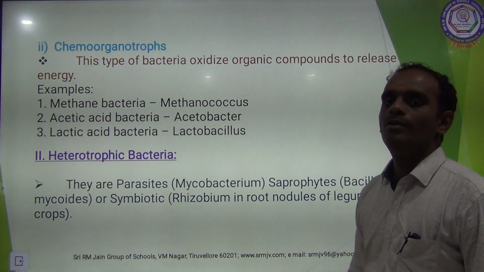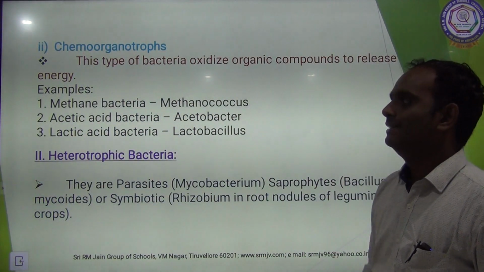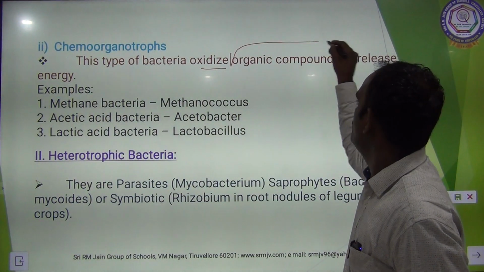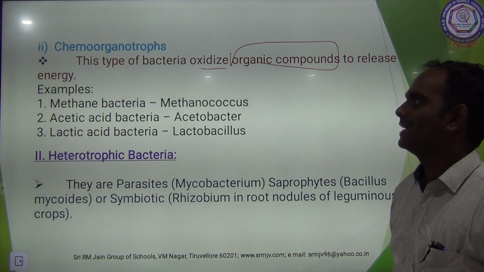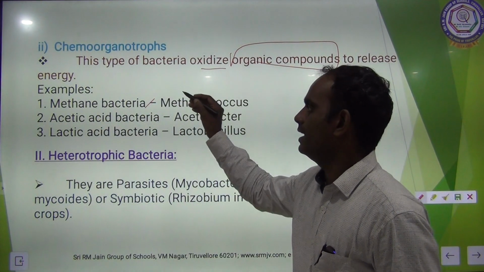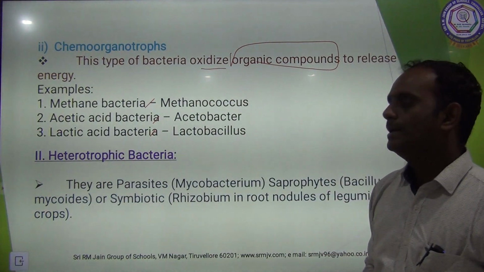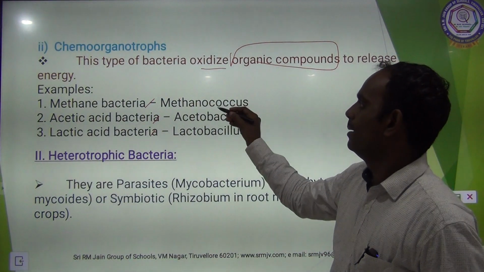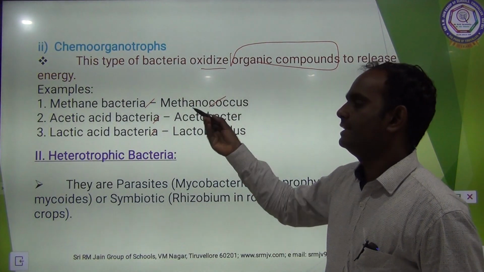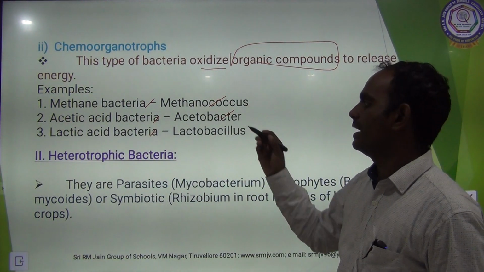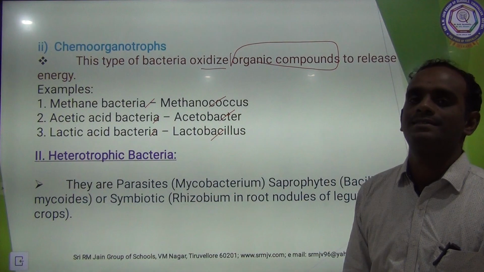Then chemoorganotrophs. This type of bacteria oxidize organic compounds to release energy. Examples: methane bacteria, acetic acid bacteria and lactic acid bacteria. Methane bacteria, example Methanococcus. Acetic acid bacteria, example Acetobacter, and lactic acid bacteria, example Lactobacillus.